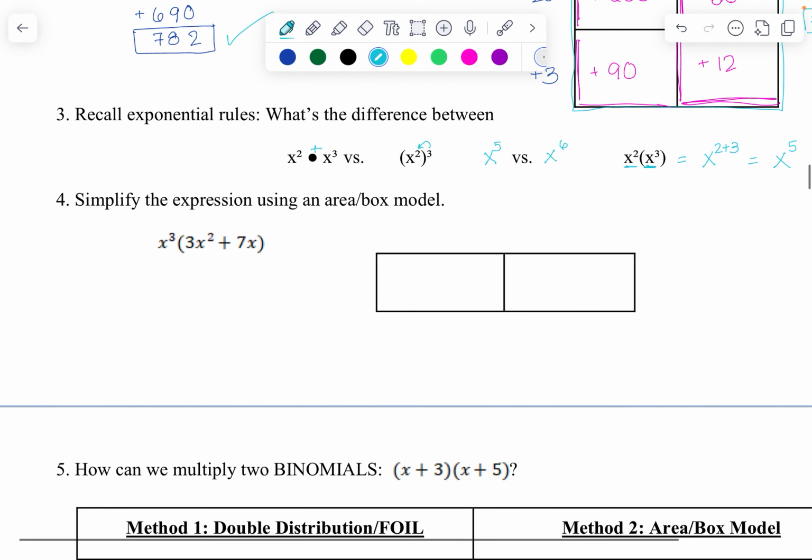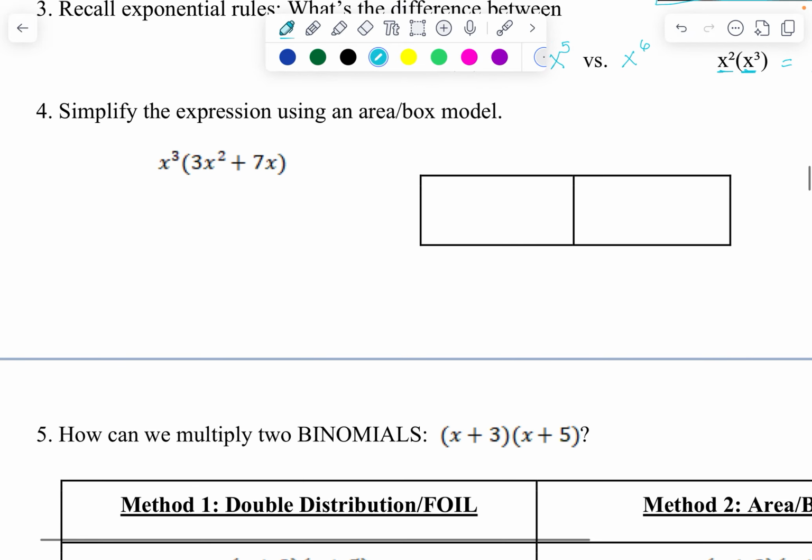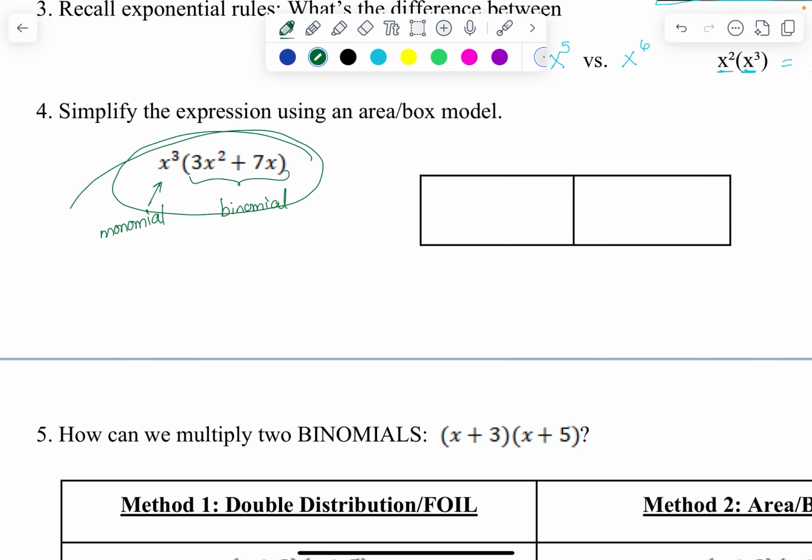Okay, next. We're going to simplify this monomial. This is a monomial times this binomial. Actually, this whole thing is a monomial. So just bear with me. We're multiplying a monomial times a binomial, which is in its entirety a monomial.